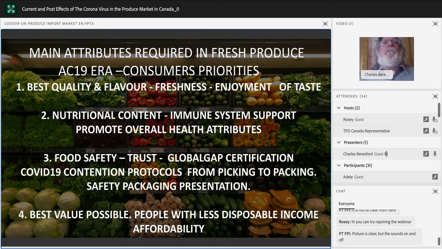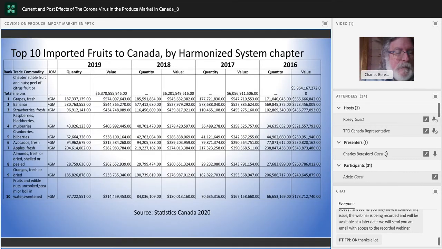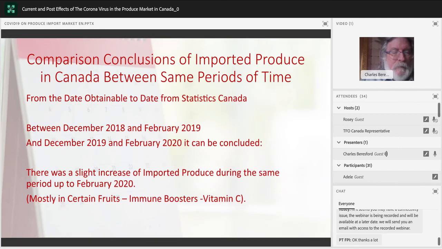Here is a list of what I downloaded from that website. I don't know if everybody can see it on their computers, but it gives you the 10 most important produce, fruits, actually, in Canada. Grapes, bananas, strawberries, raspberries, all the berries, cranberries, avocados, apples, almonds, oranges, other fruits and edible nuts. Anyway, that gives you an idea. So go and surf that site.